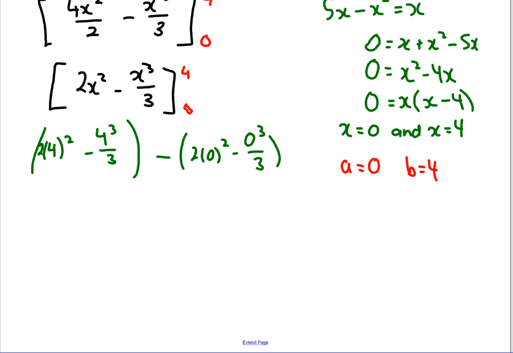Because remember, I left the 16 in times the 2. Yeah, 16 times 2, good, is 32, minus, what's 4 cubed? 64 over 3. And then minus 0. And then, well, you can work out 64 over 3 first, or you can write 32 as 96 over 3. So what's 96 over 3 minus 64 over 3?